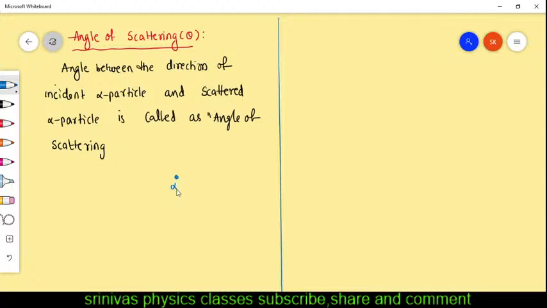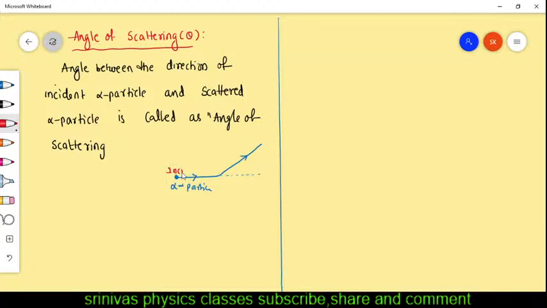For example, an alpha particle is going this side. This is the initial direction of the alpha particle, but due to some reason its path is changed, and it is going this side. This is the final direction of the alpha particle. This alpha particle is the incident alpha particle, and this direction is the incident direction.